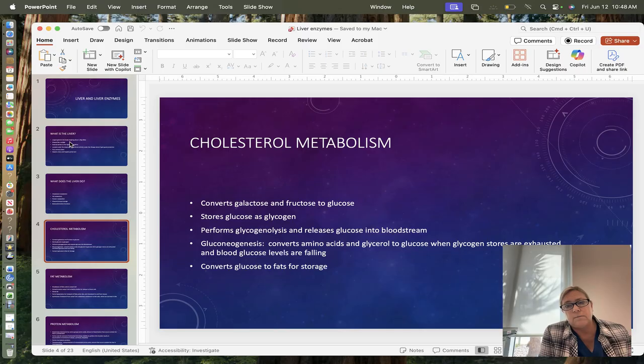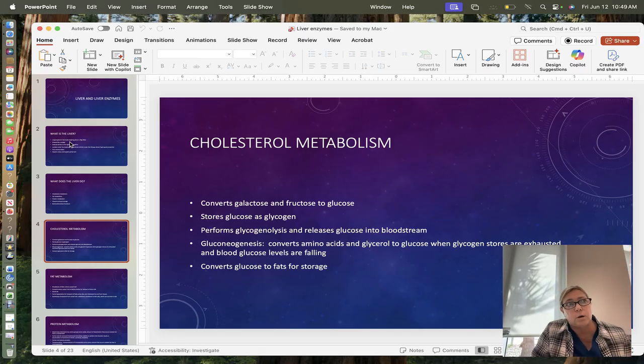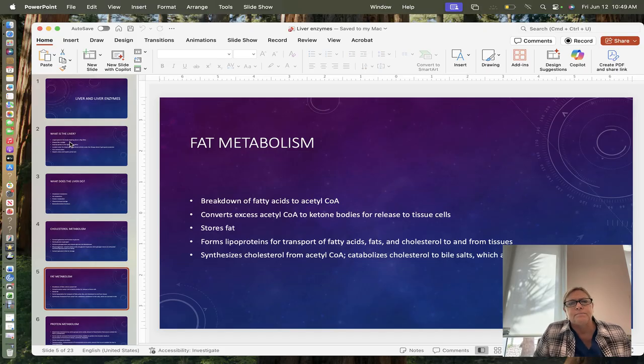Gluconeogenesis is going to convert amino acids and glycerol to glucose when glycogen stores are exhausted. And then also during starvation when blood glucose levels are falling. It also converts glucose to fats that we can store. That would be like storing it as a triglyceride.